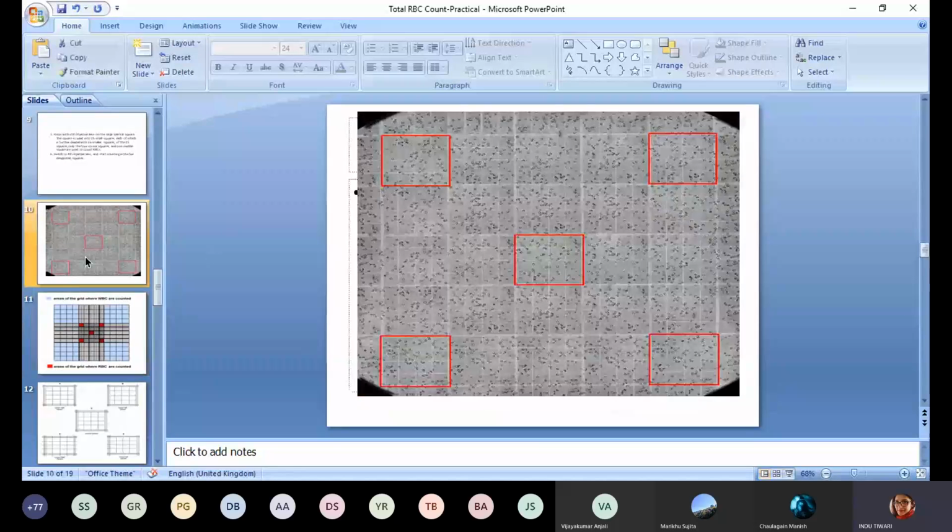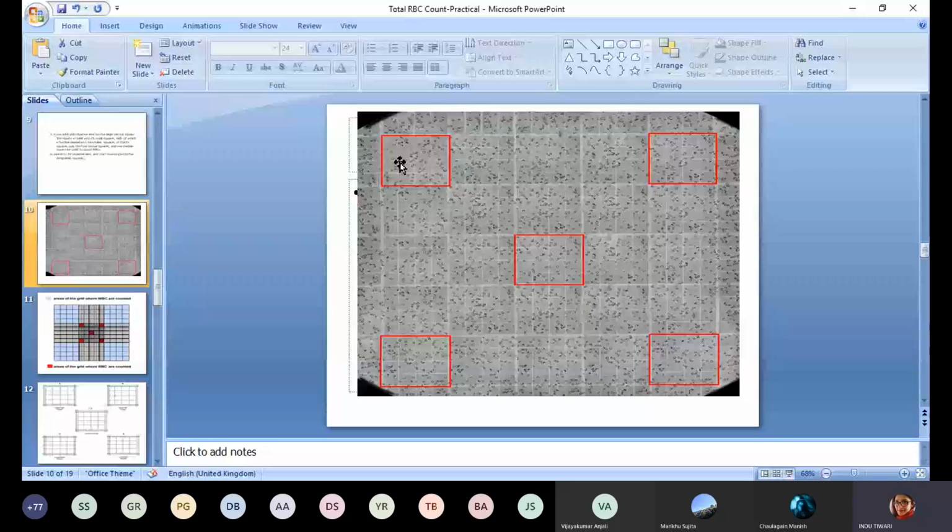So if you focus it under the microscope, it looks like this. This is the central square here, which is used for counting the red blood cells. And among this central square, only these 5 squares, a total of 5 squares, are used for counting the red blood cells. So you can see this is what it will exactly look like. These are the cells that are within, and these cells have to be counted.